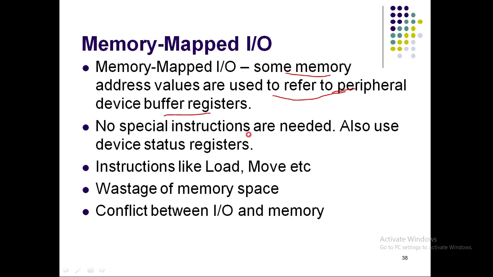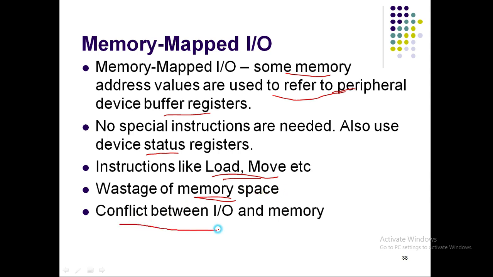So no special instructions are required here. As we saw in the previous case, we required in and out. Here we don't require any special instructions, but we may require some device status registers, and we will use data instructions. The instructions we will use are the normal instructions, which are load and move. It has a lot of disadvantages. One major disadvantage is the wastage of memory space. Why? Because we will allocate a lot of memory for an IO device, but the IO device might not completely utilize that memory. So therefore there might be some wastage.